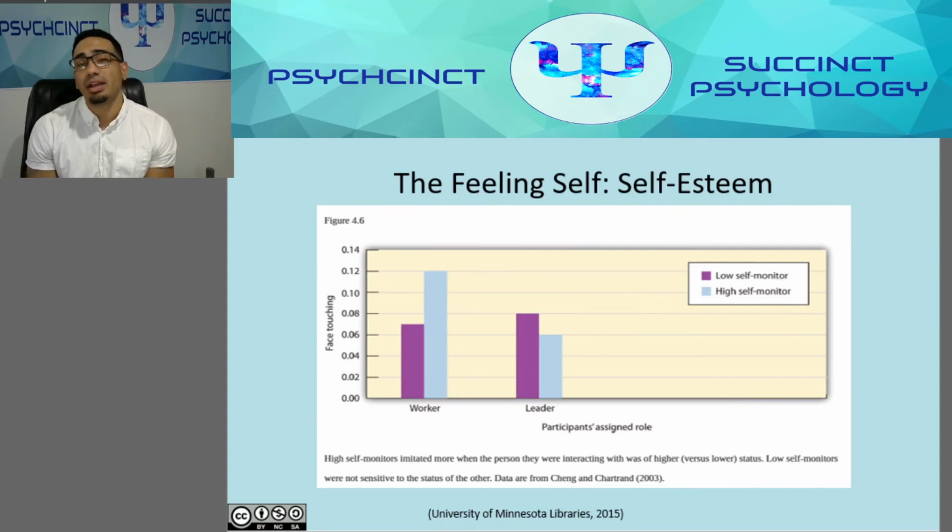This finding is quite consistent with the idea that high self-monitors are particularly aware of the other person's status, and they attempt to self-present more positively to the high-status leader. The low self-monitors, on the other hand, because they feel less of a need to impress overall, didn't pay much attention to the person's status.